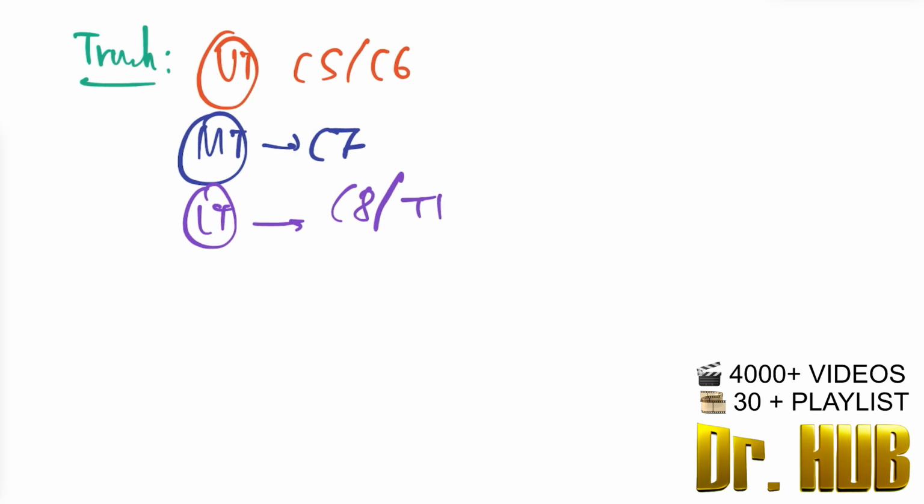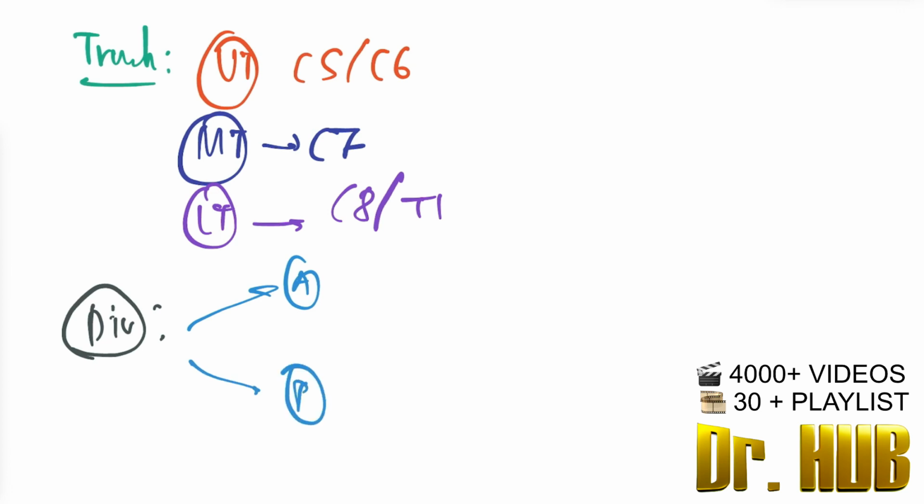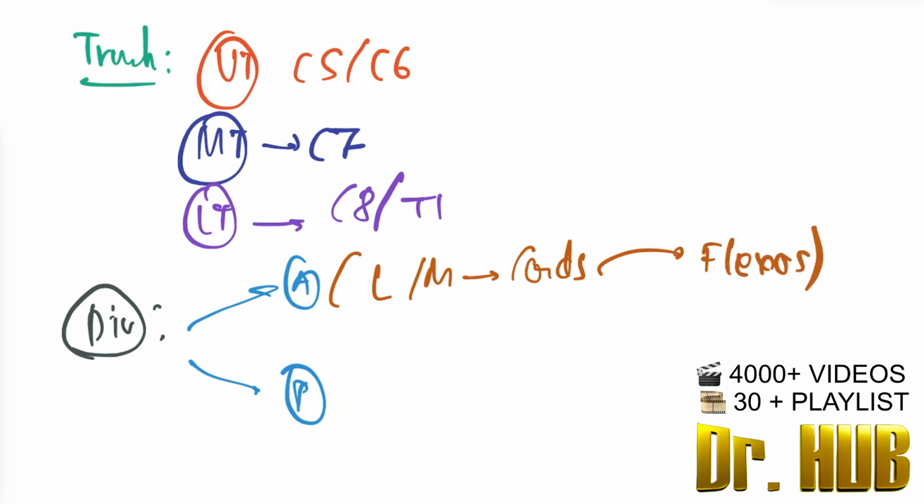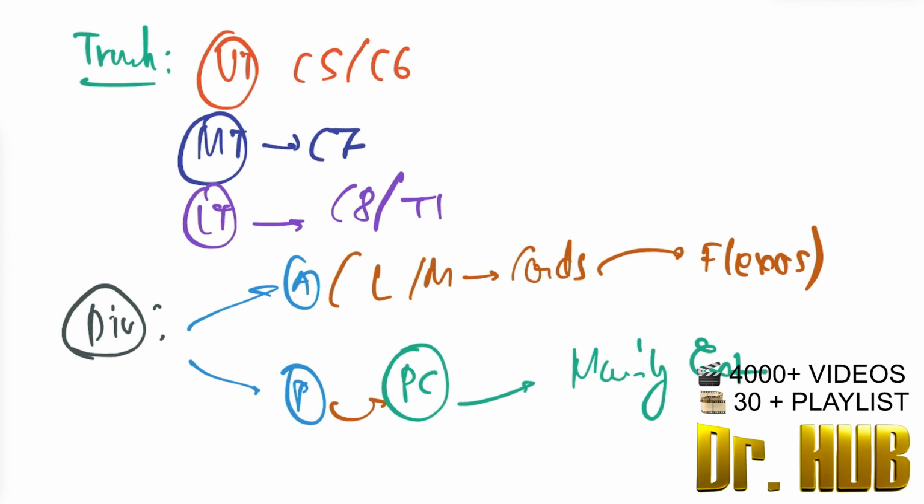Now what are the divisions of the brachial plexus? There is an anterior division as well as a posterior division. The anterior division forms the lateral and the medial cords, and it supplies mainly the flexors. The posterior division forms the posterior cord, and it supplies mainly the extensors.